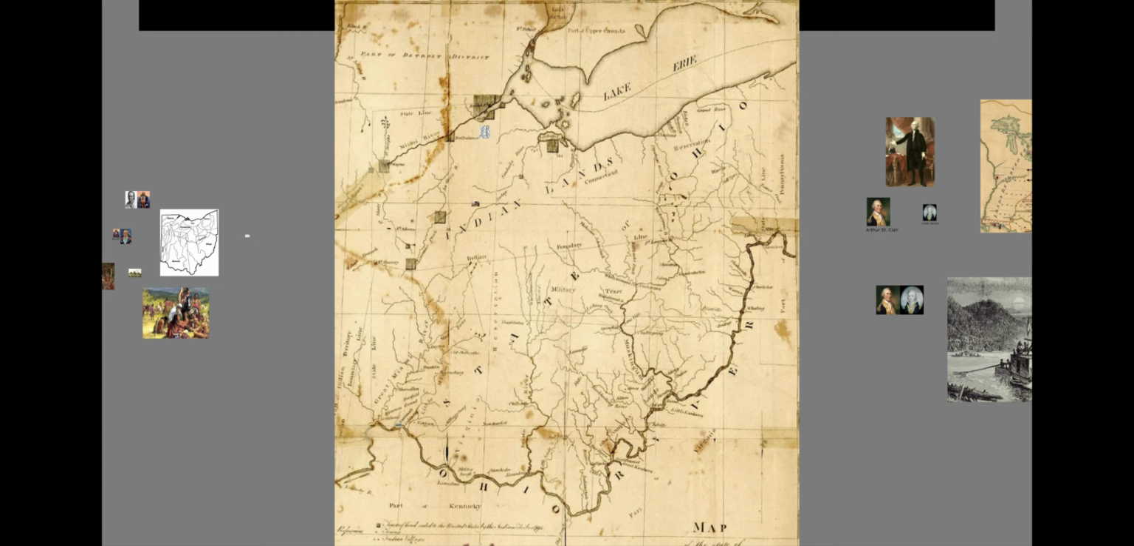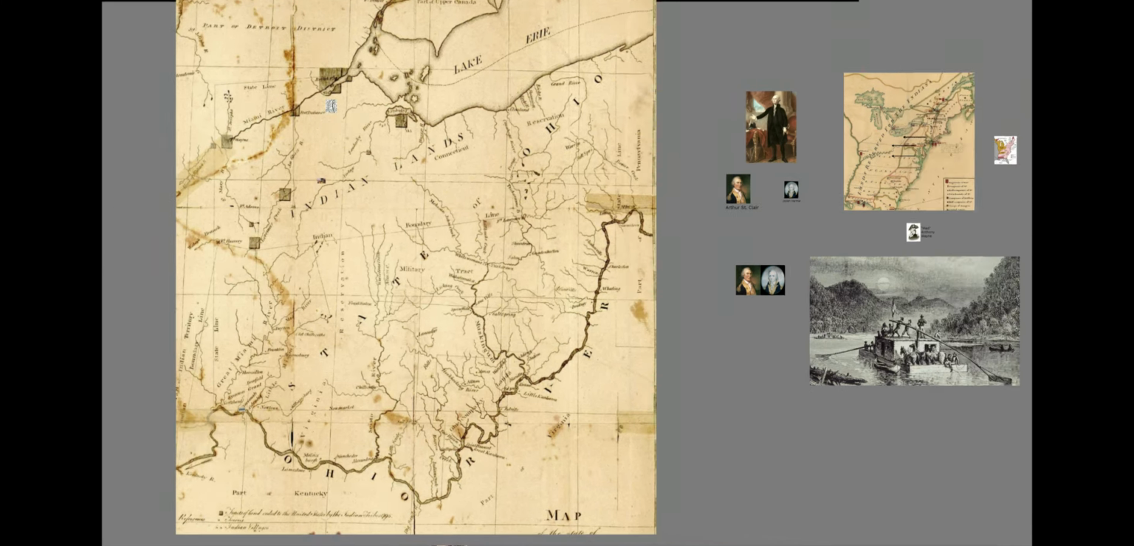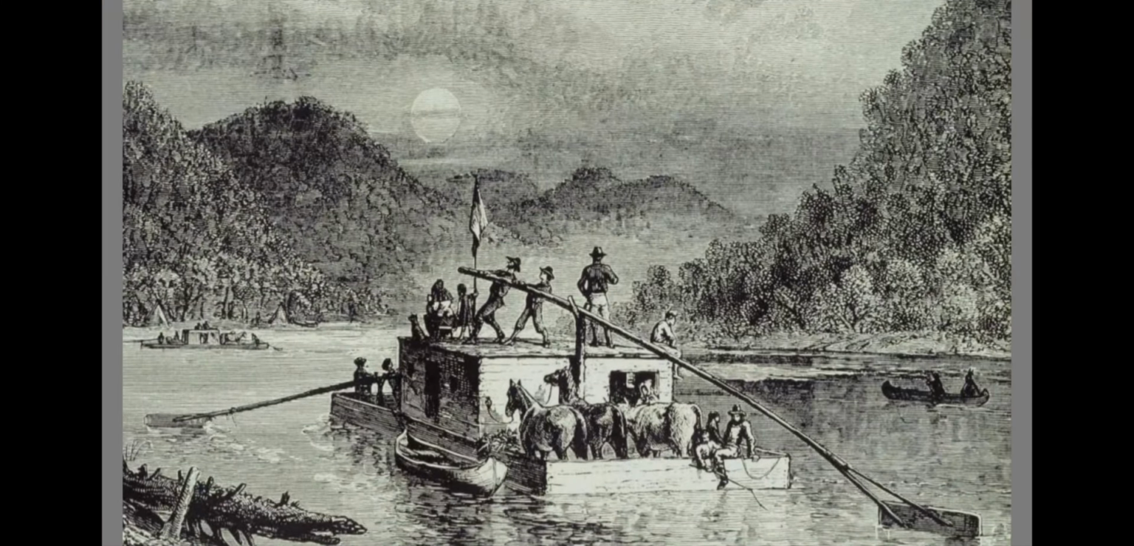It was much easier to travel by river than it would be across land. Okay, I had you take a look at this picture here, as an I see, I think, I wonder with our lesson. So this is a picture of a flatboat. Flatboats were very popular during this time period. You watched some of the videos where they're talking about how those worked.